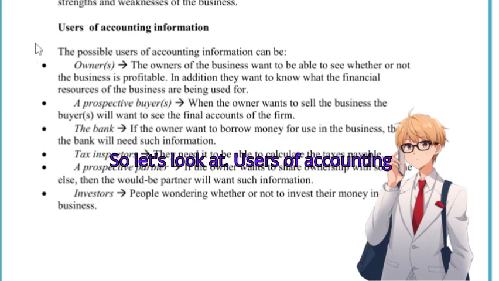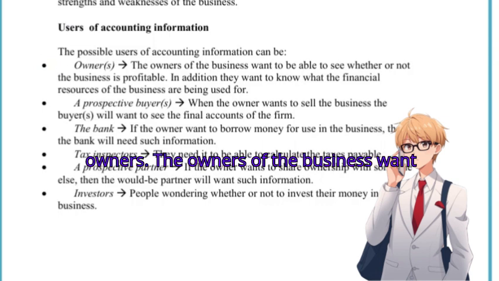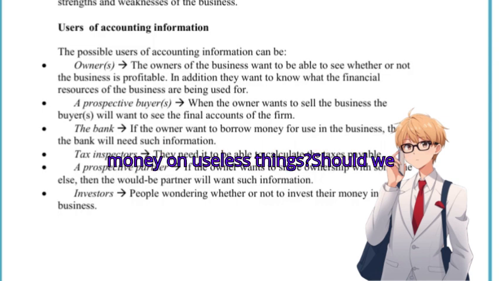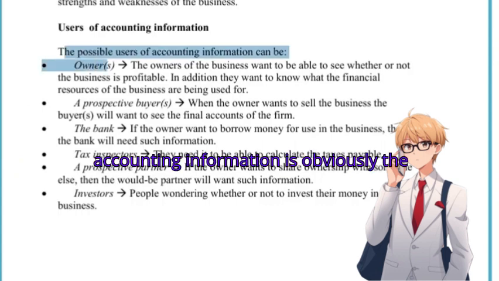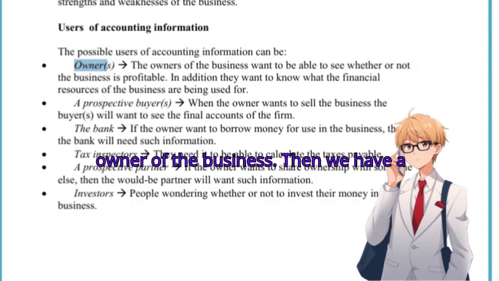So let's look at users of accounting information. First of all, we have owners. The owners of the business want to be able to see whether or not the business is profitable, whether it is succeeding. In addition, they want to know what the financial resources of the business are being used for. Are we spending all our money on useless things? Should we spend our money on this product instead of this product in order to make more profit? So the first user of accounting information is obviously the owner of the business.